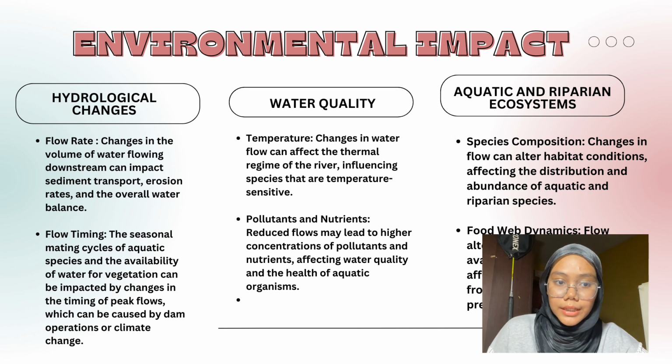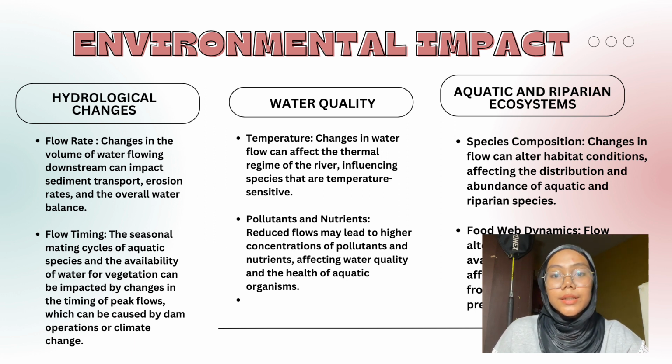Okay, next is environmental impact. So, first is hydrological changes. Variation in the amount of water moving downstream can affect the overall water balance, rates of erosion, and the transport of sediments. Changes in the timing of peak flow, which can be brought on by dam operation and climate change, can have an impact on the seasonal mating cycles of aquatic species and the availability of water for plants.